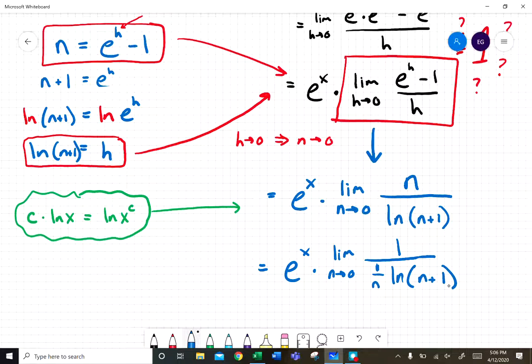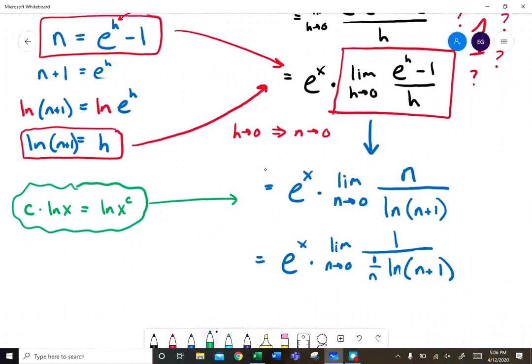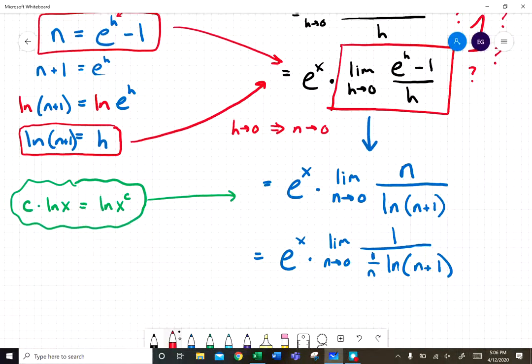Now I'm going to scroll back up a little bit. Is this starting to look similar? Because if we're going to apply this formula I have in green over here on the left, and we bring this 1 over n up as an exponent, well, it's starting to look like this guy, this definition of e. So we could take this 1 over n and bring it up as an exponent.